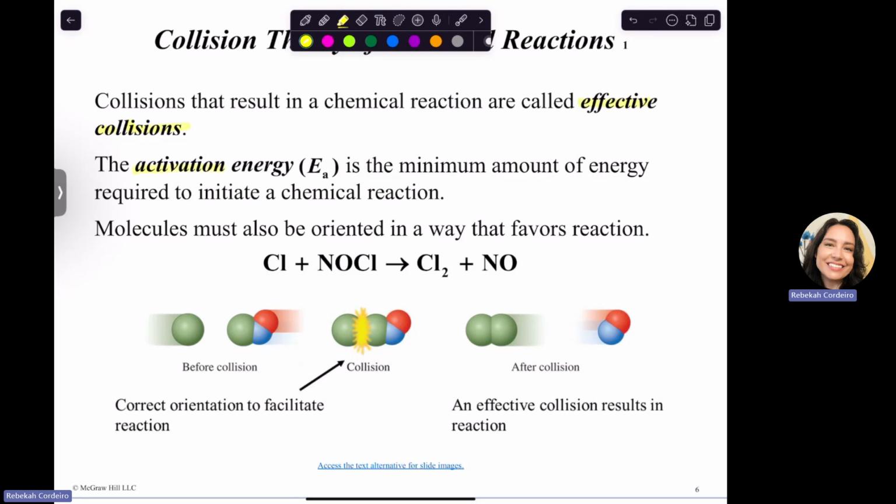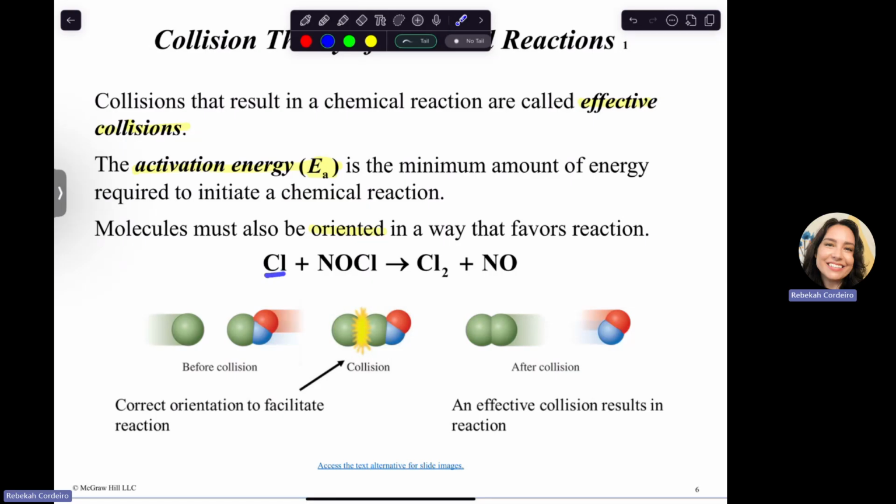Activation energy we'll write as E subscript A, for energy of activation. That's the amount of energy that you need to hit at. And then you also have to be oriented in a certain way that favors the reaction. If I'm trying to get the two chlorines to interact, but I hit the chlorine on this side, it's not going to react. So you have to hit in the right place and with at least the minimum amount of energy. And if you have an effective collision, then you get the reaction.